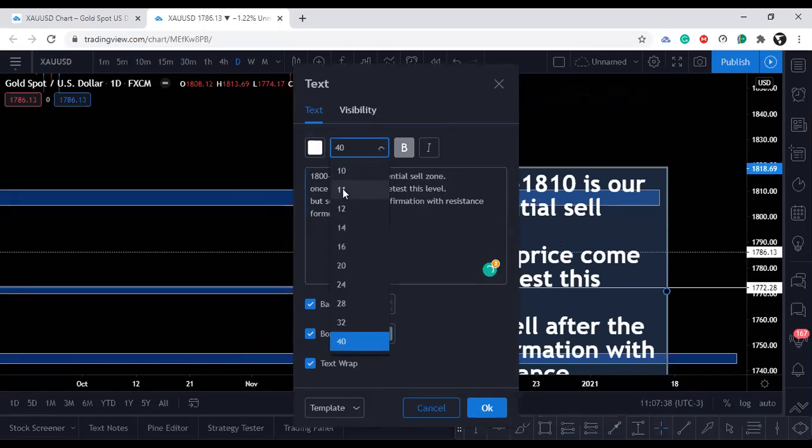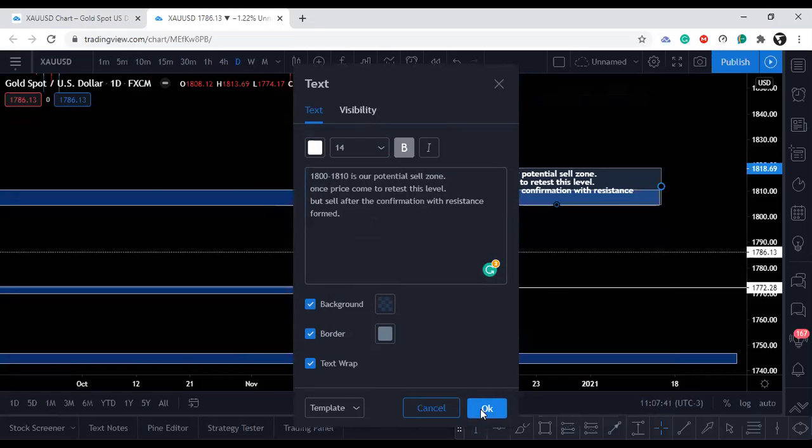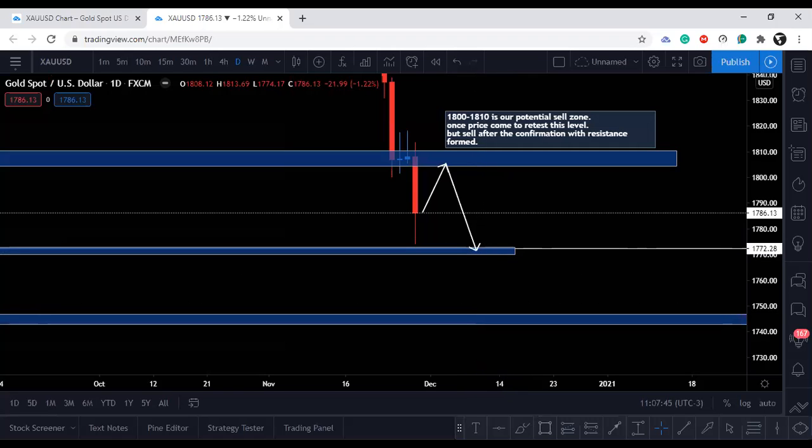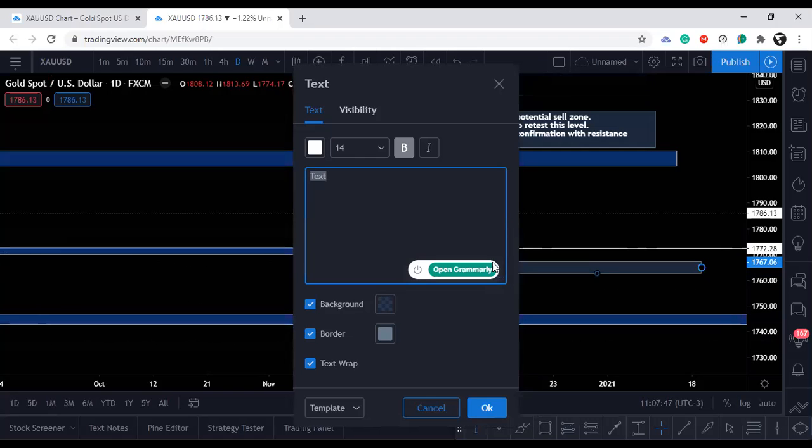So this is our sell zone here. On the other hand, if price breaks the structure in the downside, this is our second sell option: if price breaks 775, then sell on a retest to target 750.